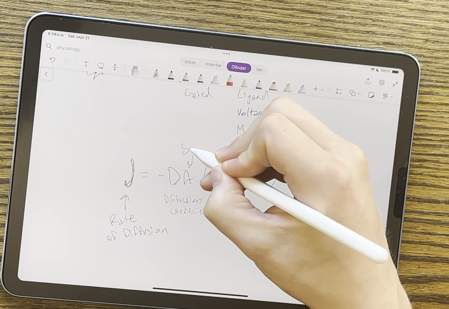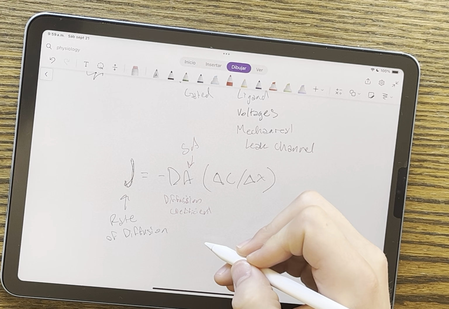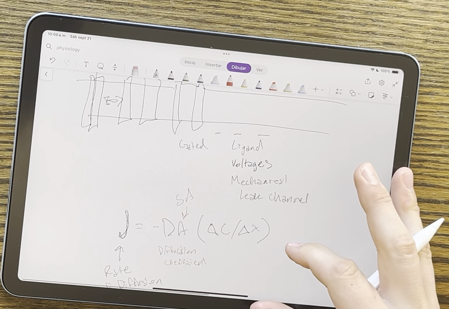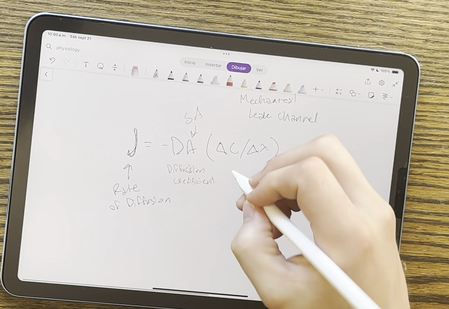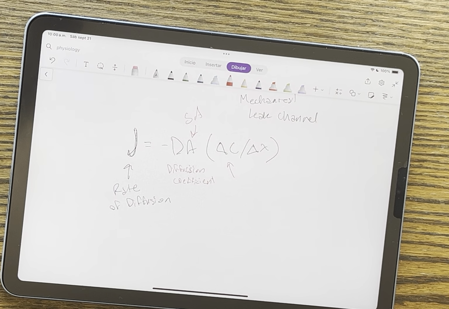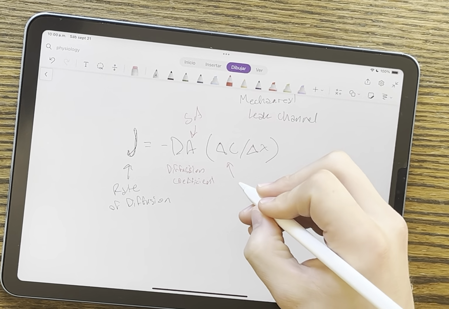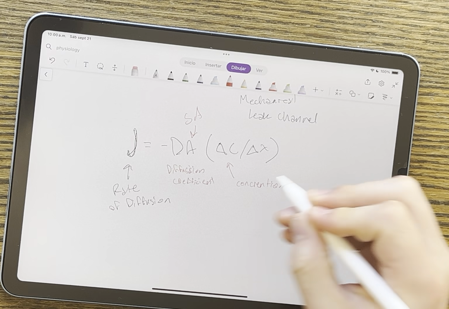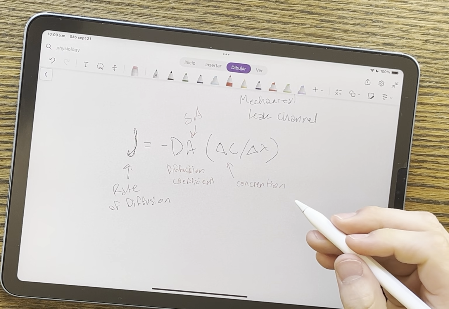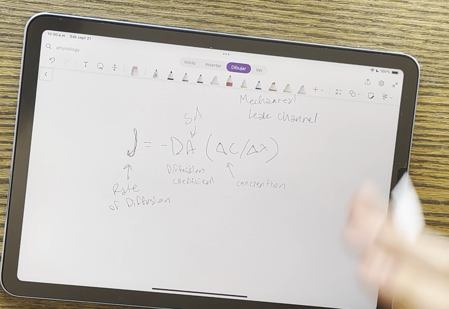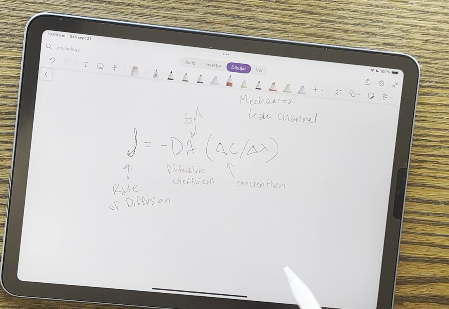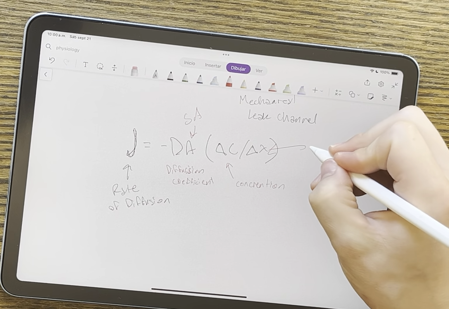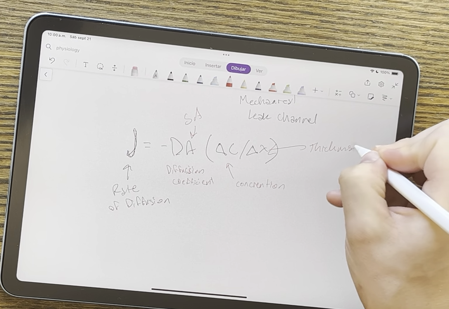A stands for the surface area of the membrane in between the two surfaces. The thicker the membrane, the slower it's going to be able to pass through. Then we have delta C, and this is the change in concentration between the two sides, the concentration gradient. What is the difference? Which side has more, how much more? Bigger gradient, it's going to move faster. Smaller gradient, it's going to move slower. And then this X stands for the thickness of the membrane.